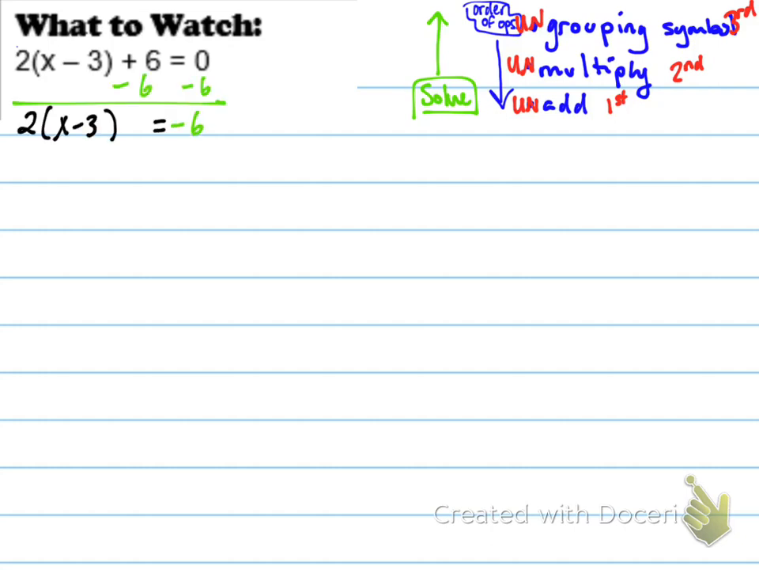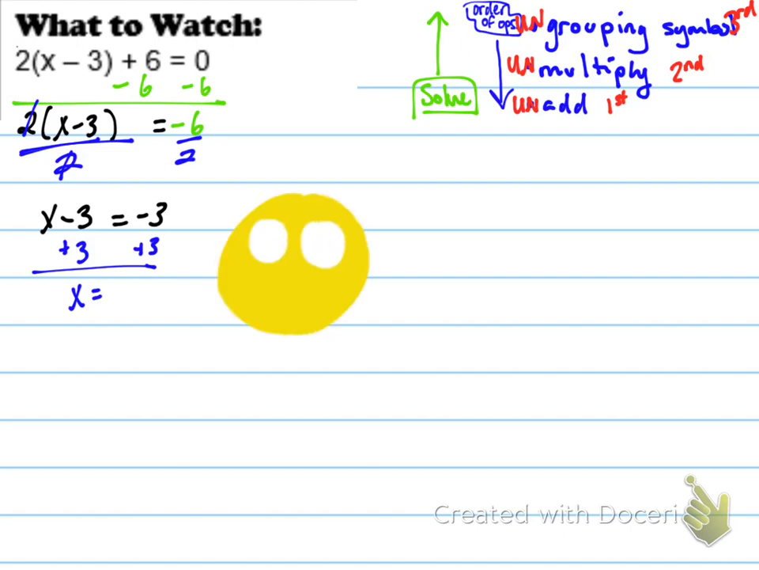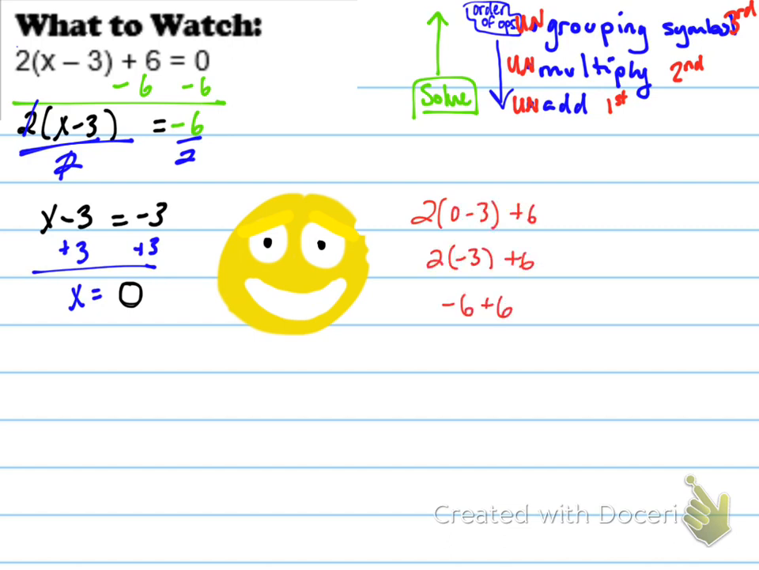So first here we unadd 6, so the inverse of adding 6 is subtracting 6. Inverse of multiplying by a 2 is dividing by a 2. And then in that case, we don't even have to take care of the grouping symbol there. We're going to add the 3 to solve for x, and then, oh goodness, what do we do now? No, it didn't disappear, little guy. Just equals 0. And then check our answer. There we go. It works.